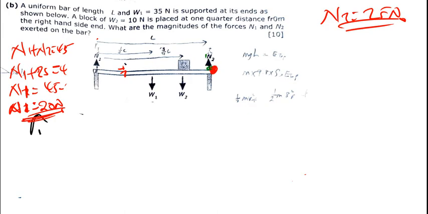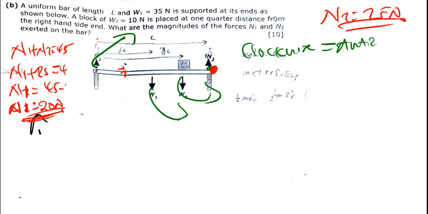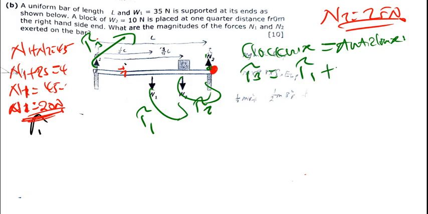So if this is my pivot, this is going to be pushing this guy in that direction. Then these two are going to be pushing it in this direction now. So now I have clockwise equal to anti-clockwise. So clockwise, I have what? I'm going to call this torque 1, torque 2, torque 3. I have torque 3 should be equal to anti-clockwise, I have torque 1 plus torque 2.